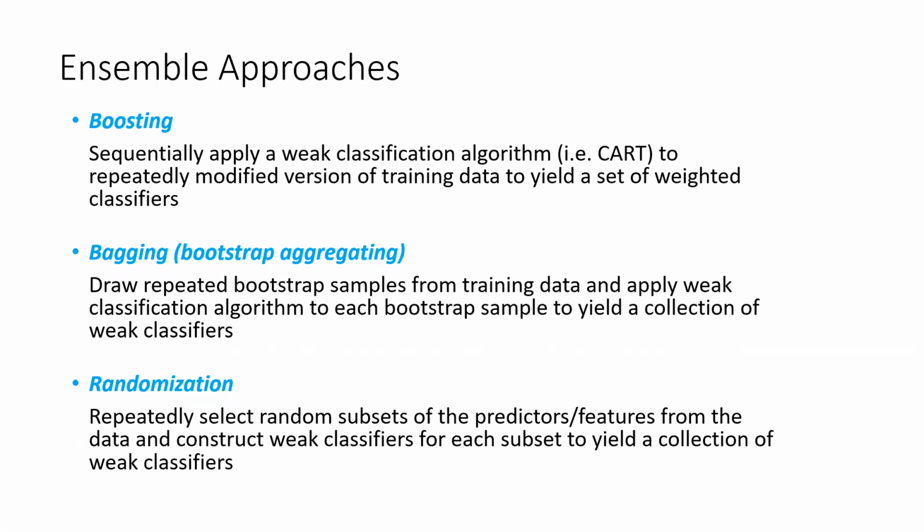And the final one, which is very rarely used by itself, is randomization. In randomization, what we'll do is we select a subset of the predictors or features from our data and construct our weak classifier on that subset to, again, yield a collection of weak classifiers. So imagine that you keep sampling from the subset of predictors and you build classifiers off those subsets.